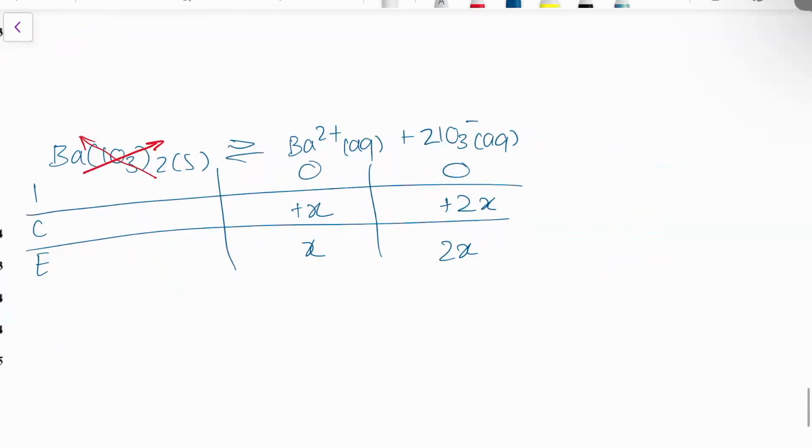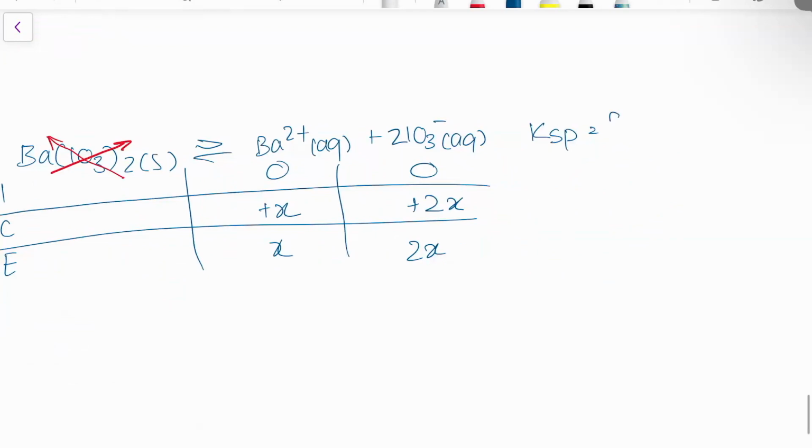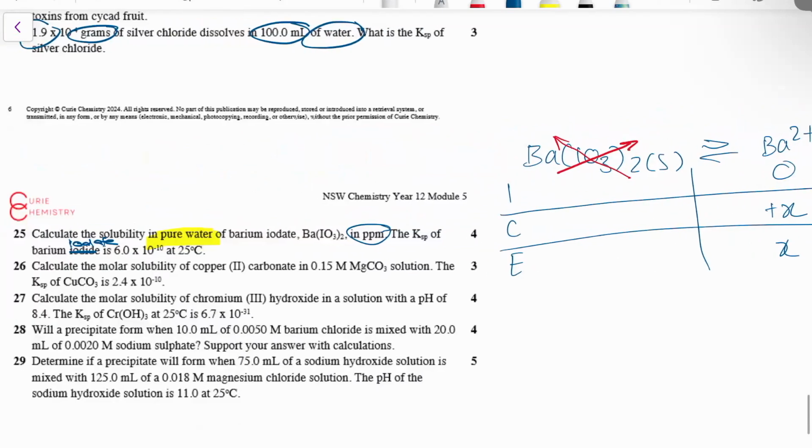And I need to sub this into the equilibrium expression. What's the equilibrium expression? Ba2 plus and then IO3 minus all squared, which is equal to x times 2x squared, which is equal to 2 to the 2 is a 4. So this is in total 4x cubed. And that's equal to 6.0 times 10 to the minus 10.